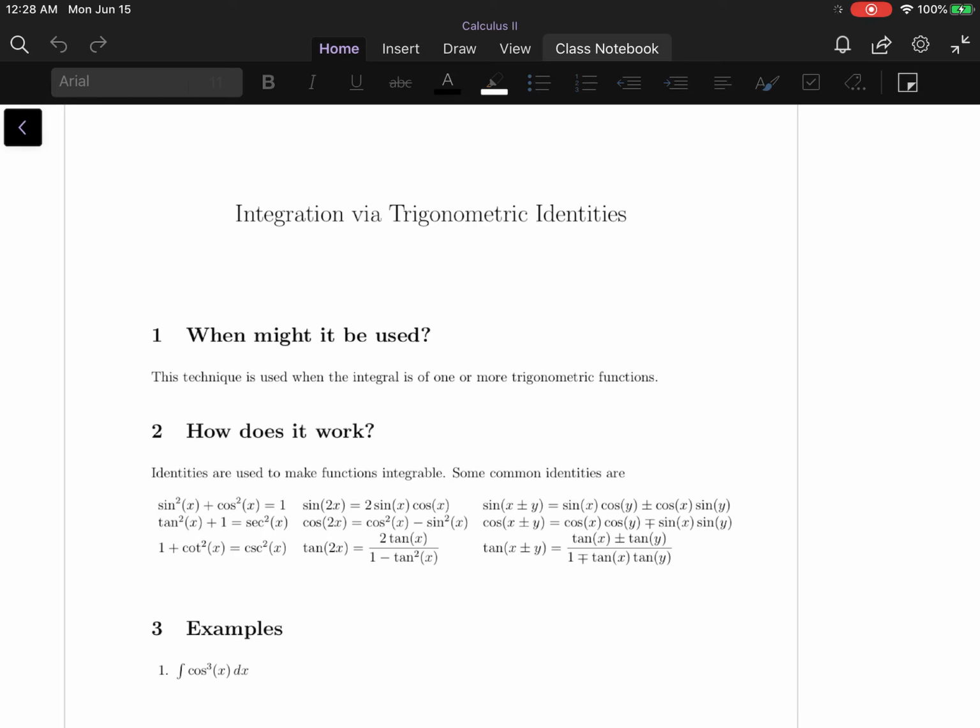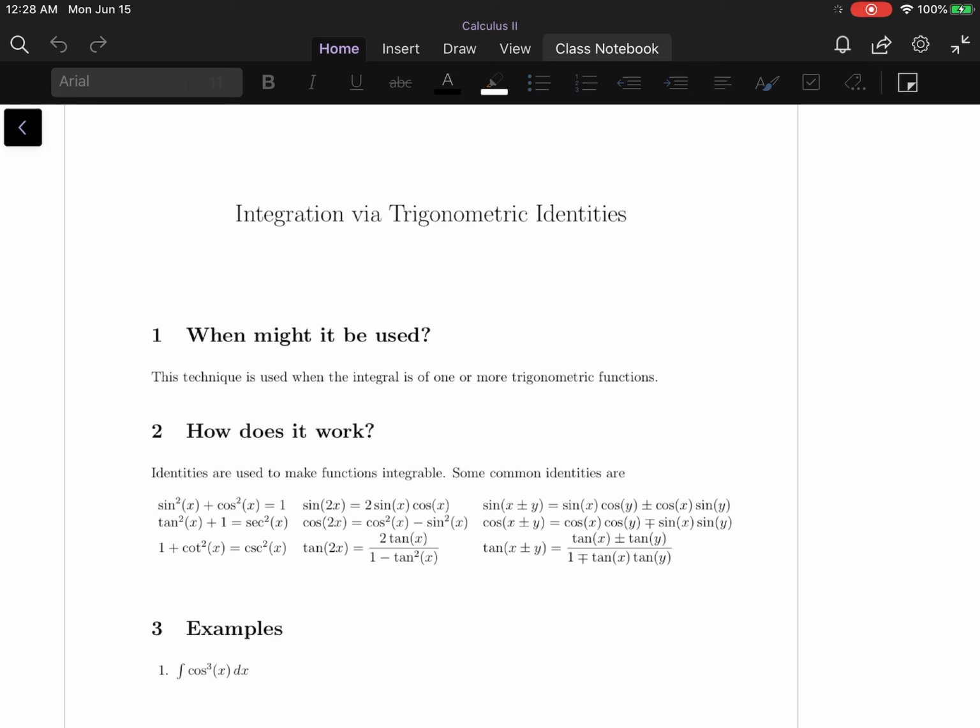Some common identities are shared in the middle here, such as sine squared x plus cosine squared x equals 1. Then you've got some identities like sine of x plus or minus y equals sine x cosine y plus or minus cosine x sine y, and then some other ones there. These are common ones that you're most likely going to end up using. And as we progress through this video, you'll see how you might be able to recognize which one to use and when.